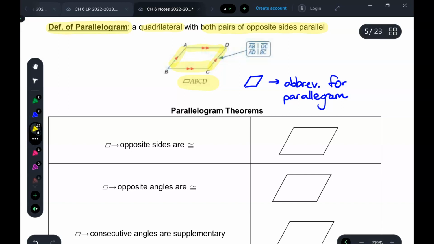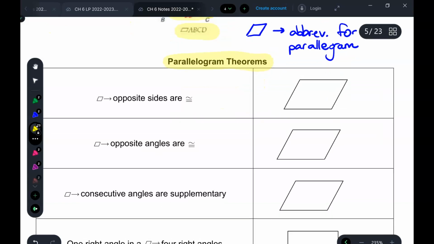Here we go. Here are our theorems about parallelograms. Okay, notice these are all going to start off the same, so we don't have to write it out every time. If you have a parallelogram, then opposite sides are congruent. So I just write the little symbol for parallelogram implies opposite sides are congruent. So these two are congruent and these two are congruent.